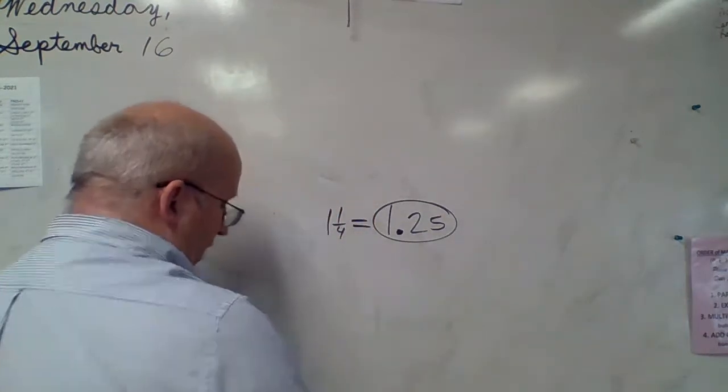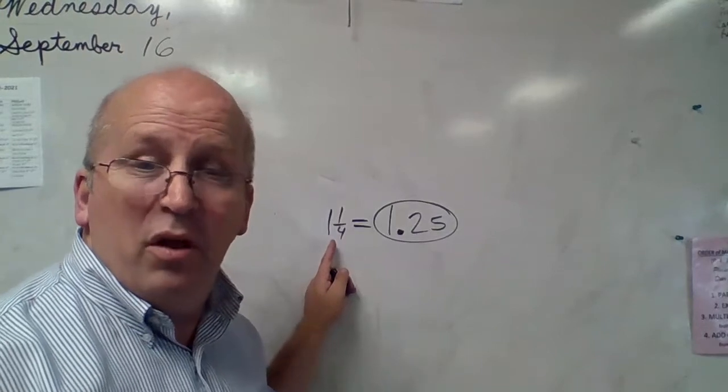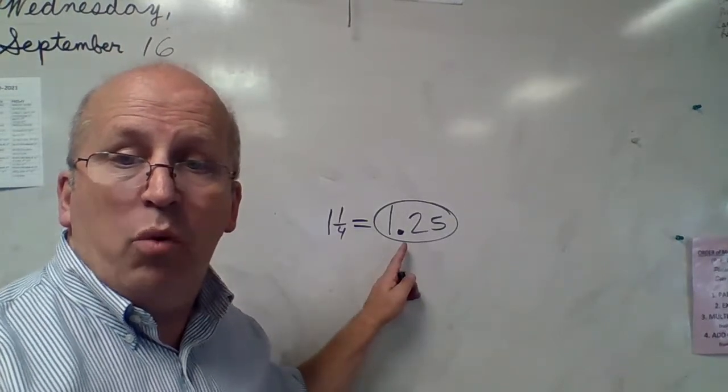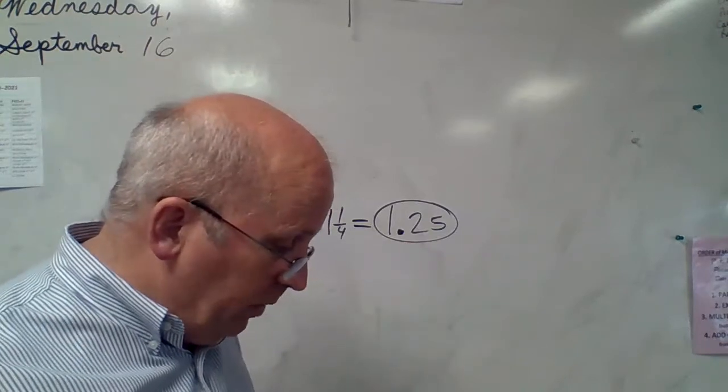Practical example of that, 1 and 1/4 dollars. 1 and 1/4 dollars is really $1.25. Okay? Let's try another one.